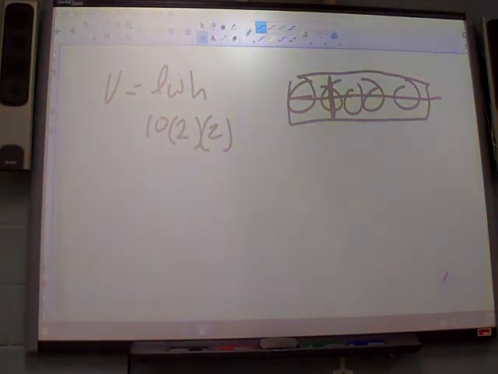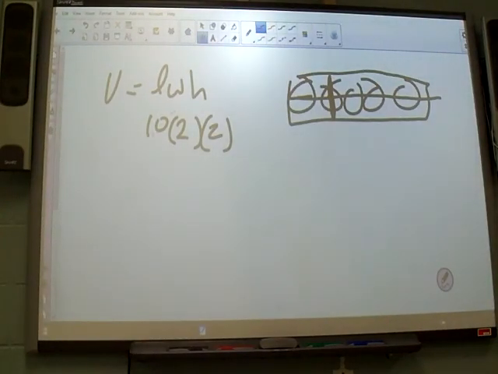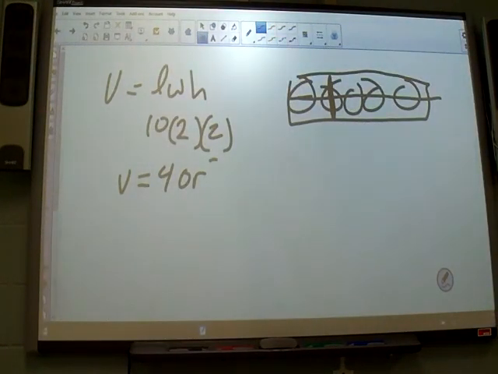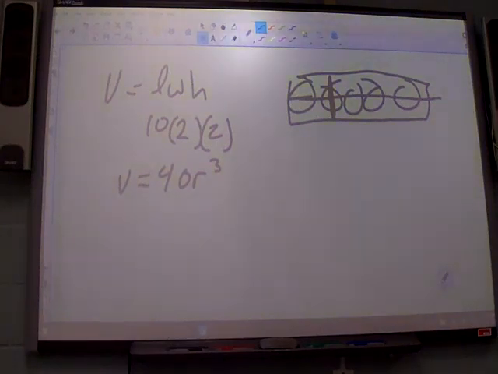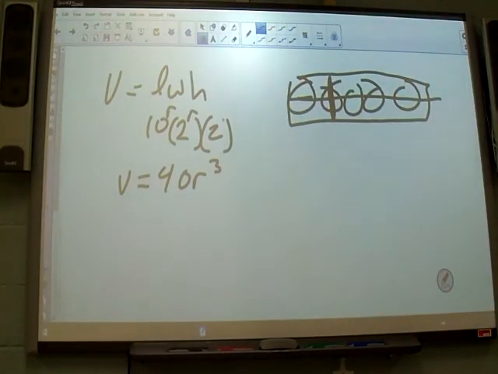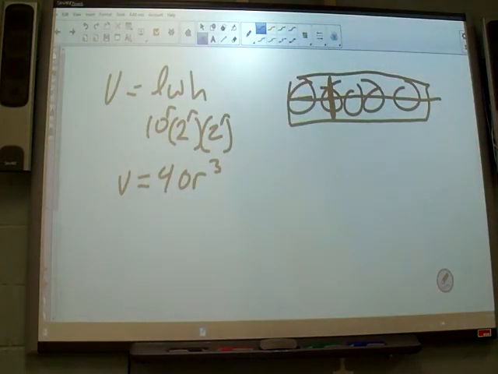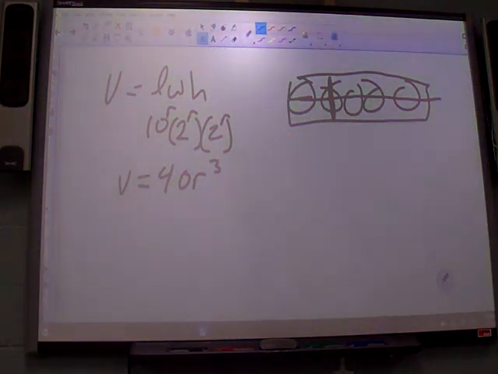So the volume that we're looking at is 10 times 2 is 20, times 2 is 40 R's cubed, right? Because this is 10 R's, 2 R's, and 2 R's. So R times R times R is R cubed. So the volume would equal 40 radiuses cubed. Okay, so we'd be looking at a pretty good answer on that.